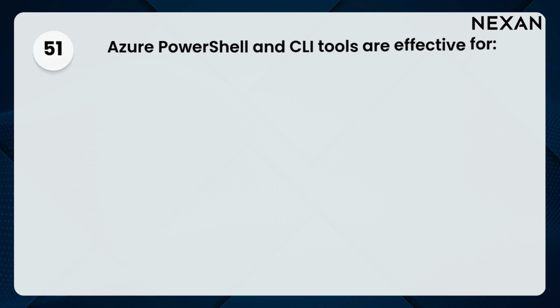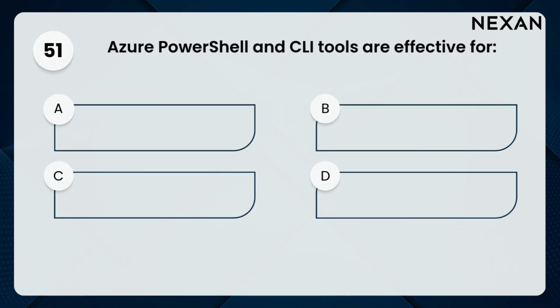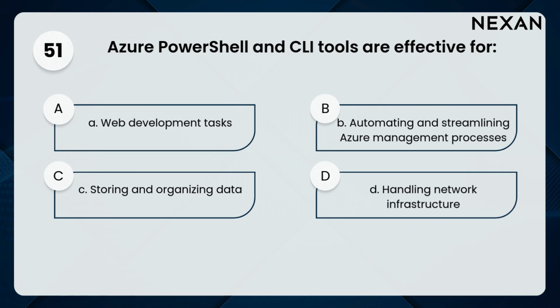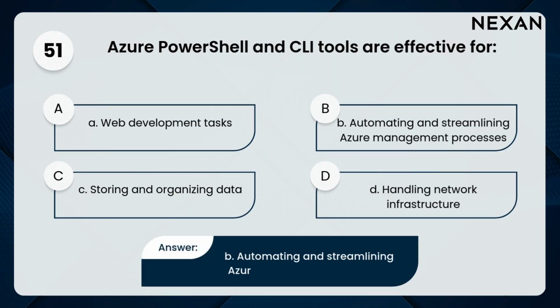51. Azure PowerShell and CLI tools are effective for A. Web development tasks, B. Automating and streamlining Azure management processes, C. Storing and organizing data, D. Handling network infrastructure. Answer: B. Automating and streamlining Azure management processes.